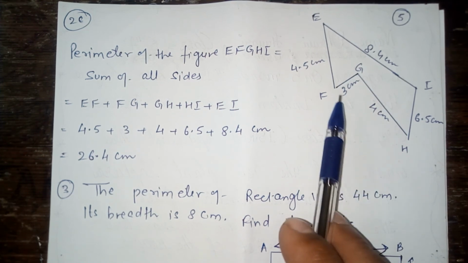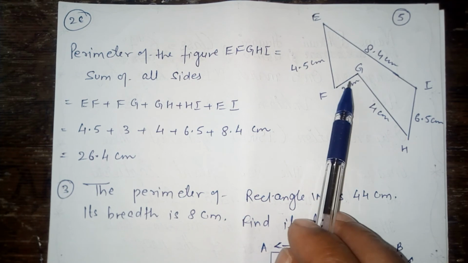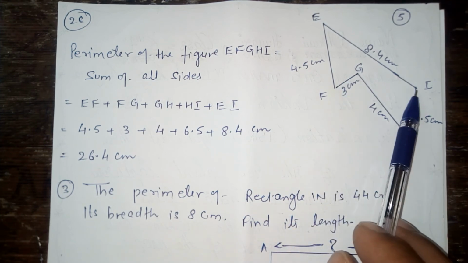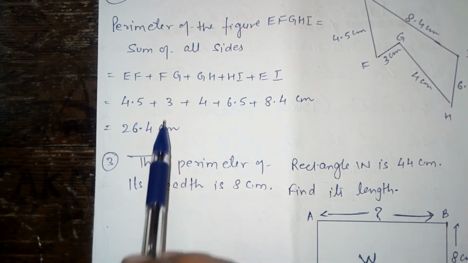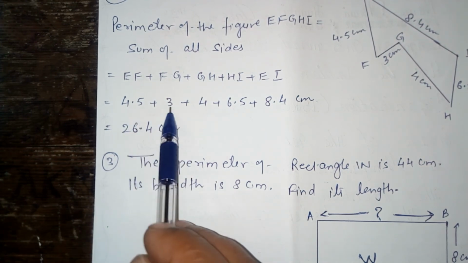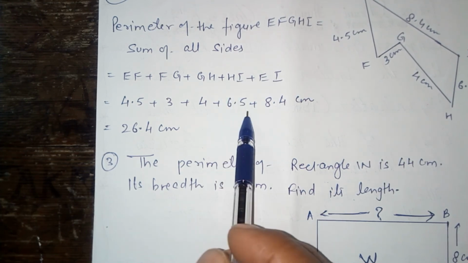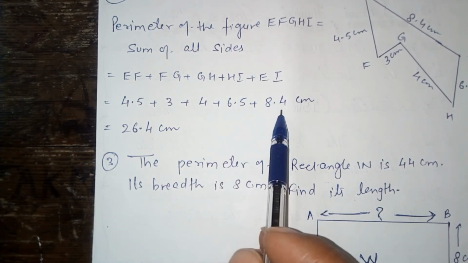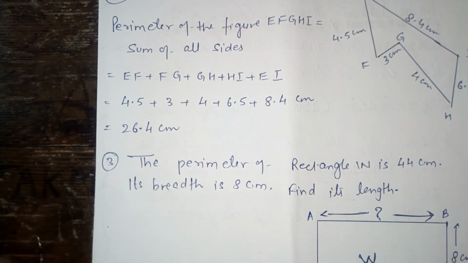So what we will do? Sum of all sides: EF plus FG plus GH plus HI plus EI. Then we will apply the numbers: EF is 4.5, FG is 3, GH is 4, HI is 6.5, EI is 8.4. After adding we will get 26.4.